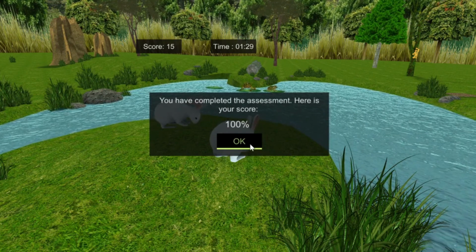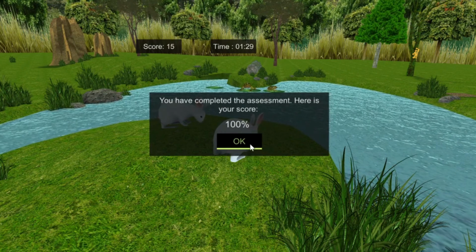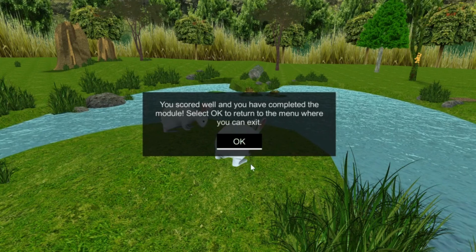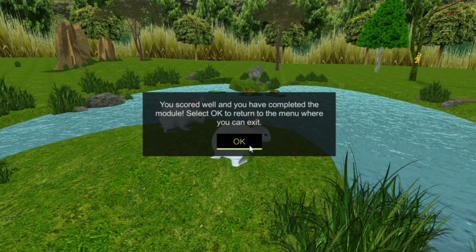You have completed the assessment. Here is your score. You scored well, and you have completed the module. Select OK to return to the menu where you can exit.